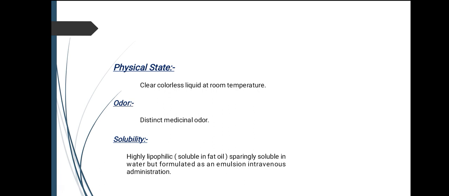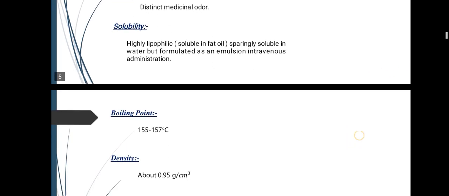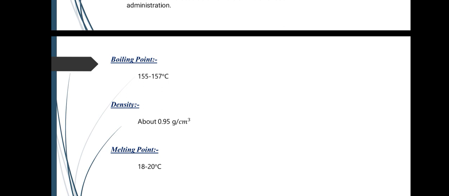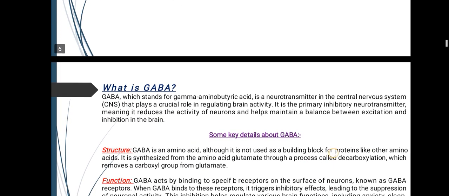Physical state: propofol is a clear colorless liquid at room temperature, although it has a distinct medicinal odor. Solubility: propofol is highly lipophilic, soluble in fats and oils. Lipophilic means sparingly soluble in water, but it is formulated as an emulsion for intravenous administration. Intravenous means within the vein. Boiling point of propofol is 155 to 157 degrees Celsius. Density is about 0.97 grams per cubic centimeter. Melting point is 18 to 20 degrees Celsius.